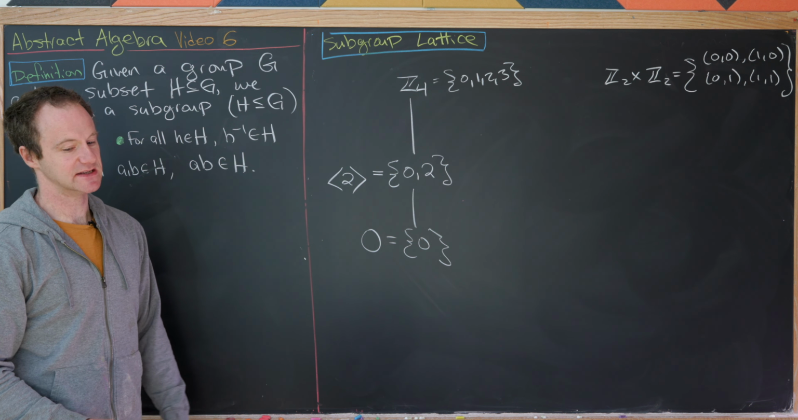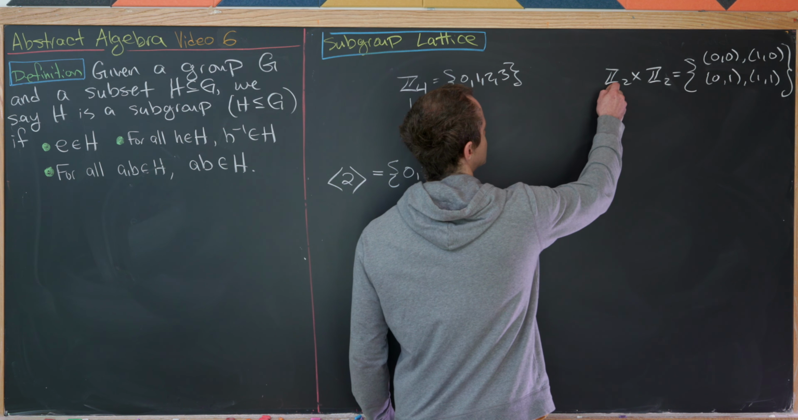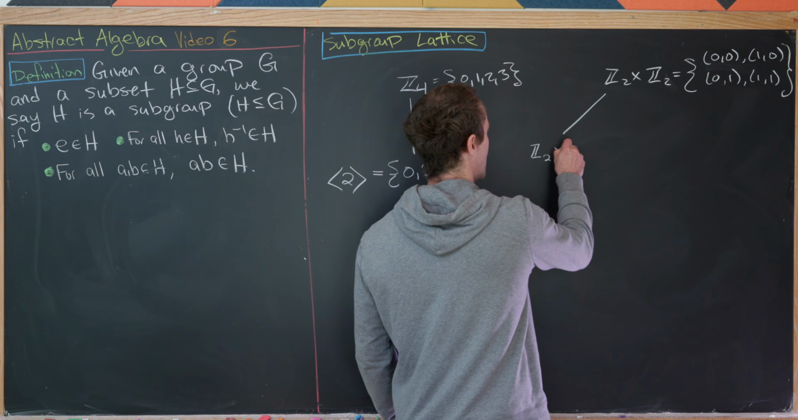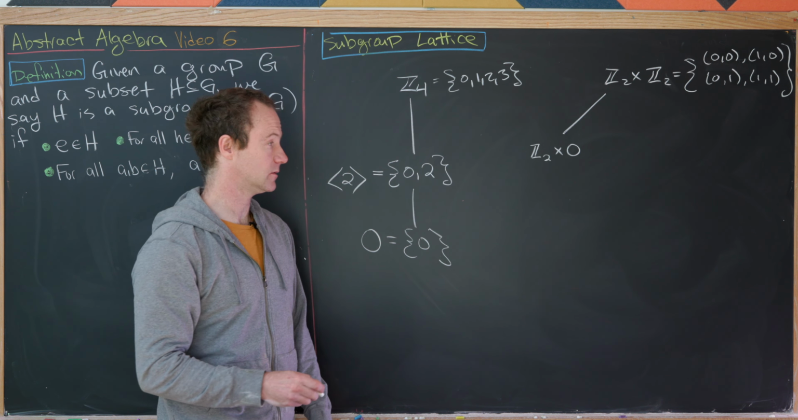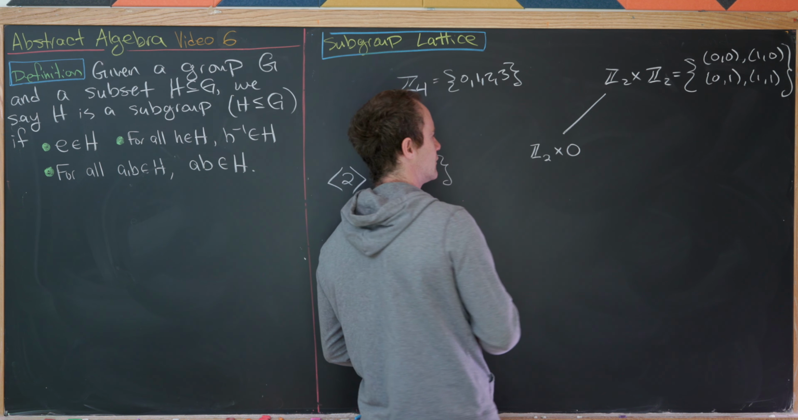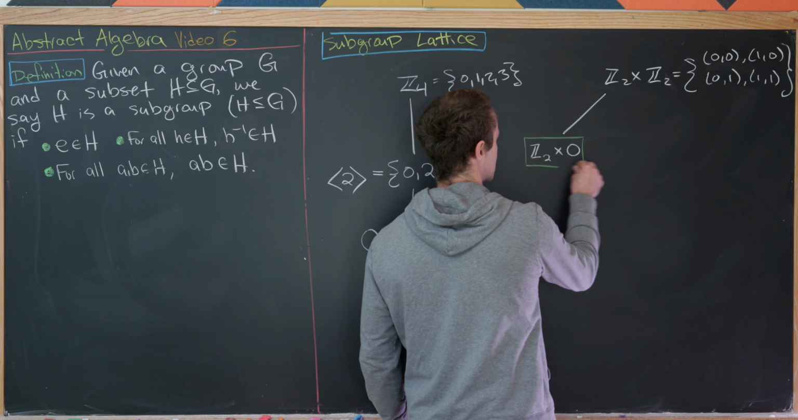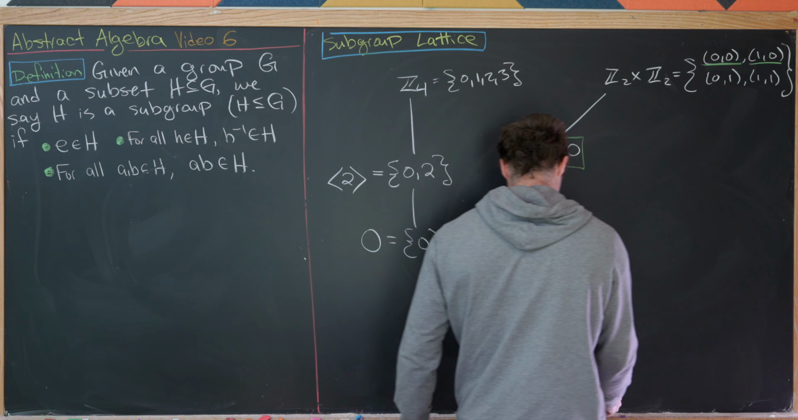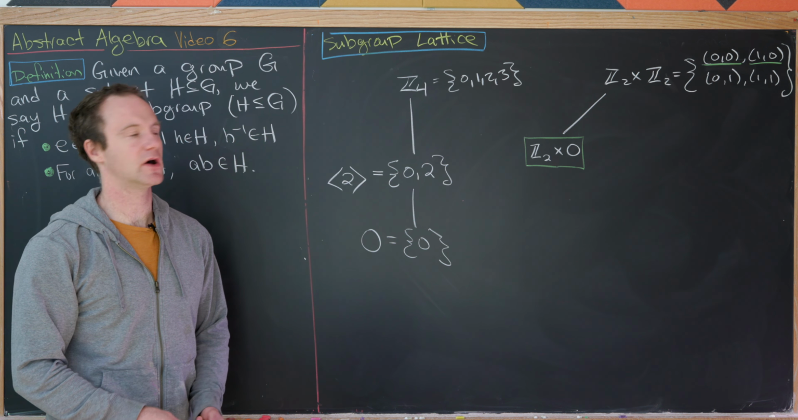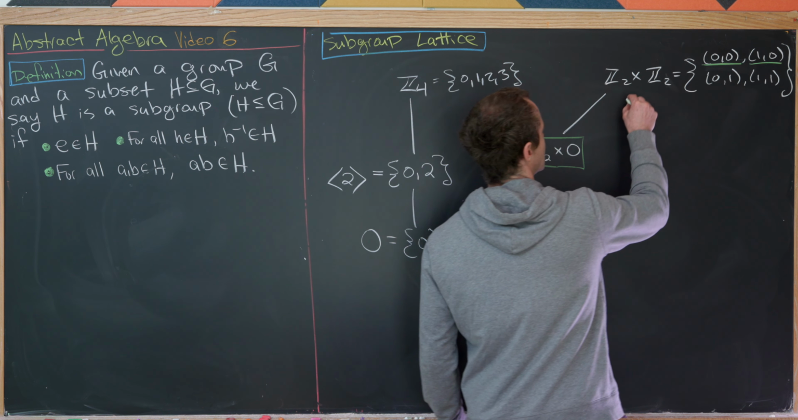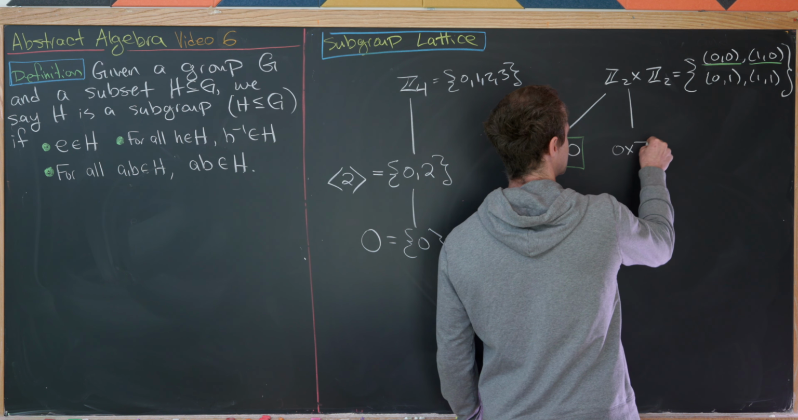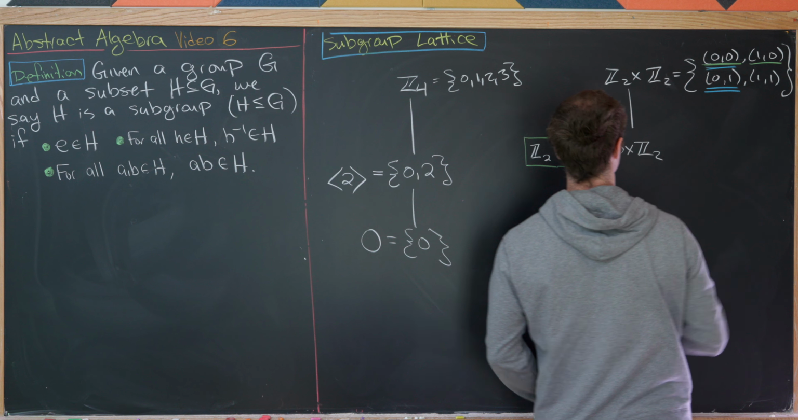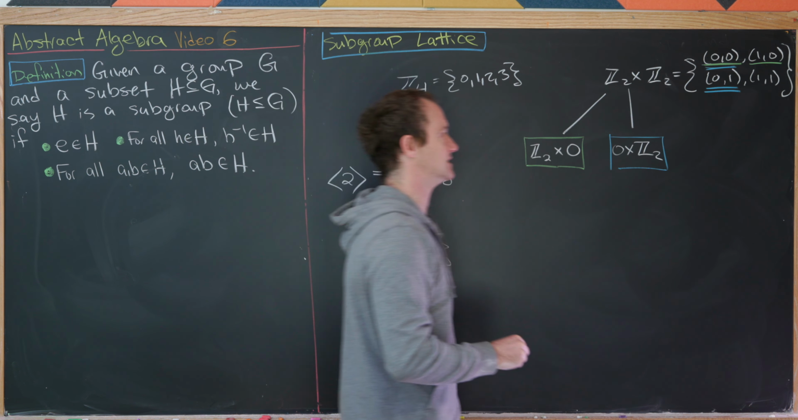Now let's go over here and look at Z2 cross Z2. So there are two subgroups of order 2 that jump out immediately. One would be Z2 cross 0. So which one would that be? Well, maybe let's put that in a box here, and that would be the subgroup containing this element and this element. So in other words, the second component is always 0. And then likewise, there's a subgroup that looks like 0 cross Z2, and that would be the subgroup containing this element and this element. So the first element is always 0.